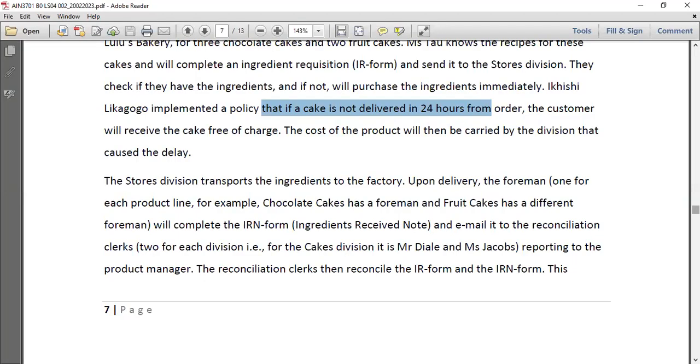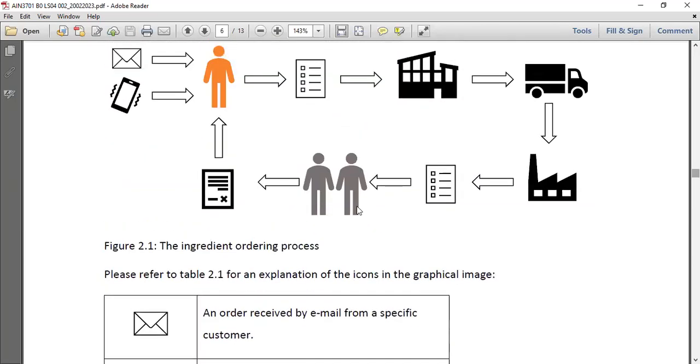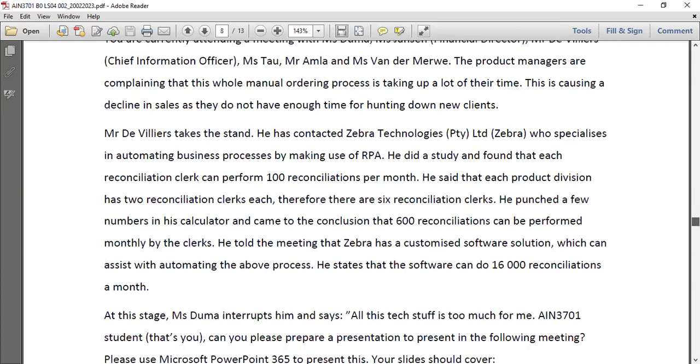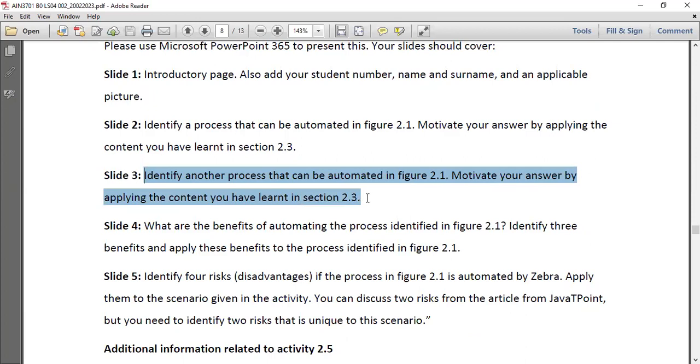Then I will choose again the reconciliation. This process of reconciling here. You can choose any other. Remember, they said that you need to choose two. Let me just verify. Then identify another process that can be automated. So I'll go for the reconciliation.